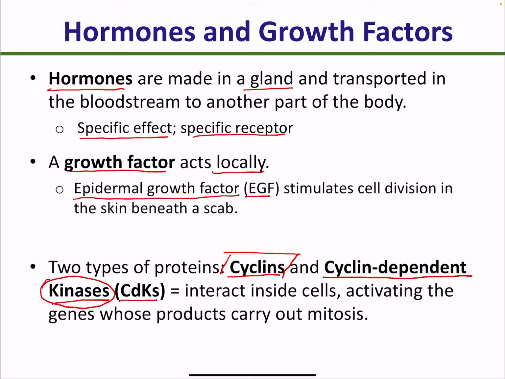So I want you to remember the role of the cyclins and the cyclin-dependent kinases in cell division. I'm not going to go into the intricacies of that. I just want you to know that you have a complex of two proteins, cyclins and cyclin-dependent kinases, that when working together are going to stimulate cell division.